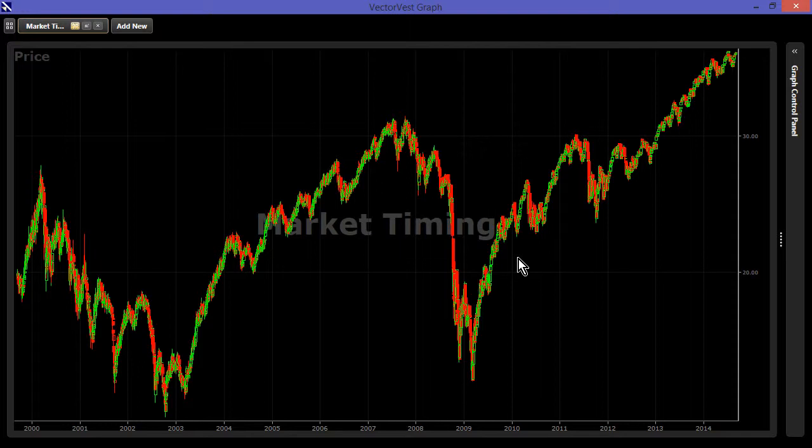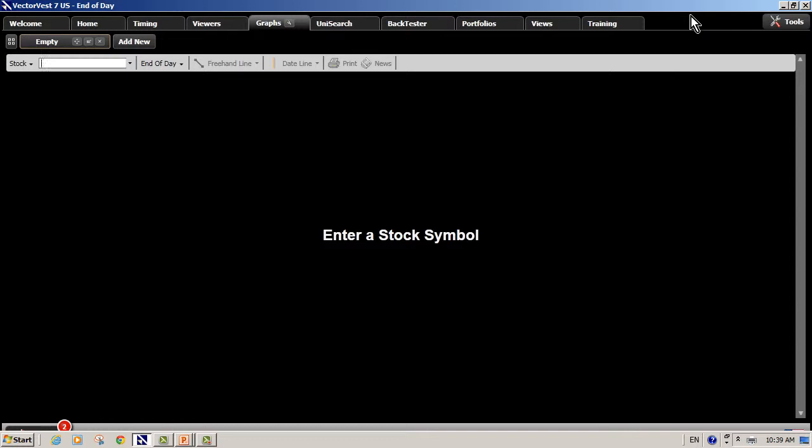In other words, I want to teach you how easy it is to drive the car. So let's move out of the slides and move into VectorVest so you can see how to do it. Alright, here we are in VectorVest, and I'm on the Graphs tab, and I'm going to open up our market timing graph. So I'm just going to click on Stock and go to Market Timing.